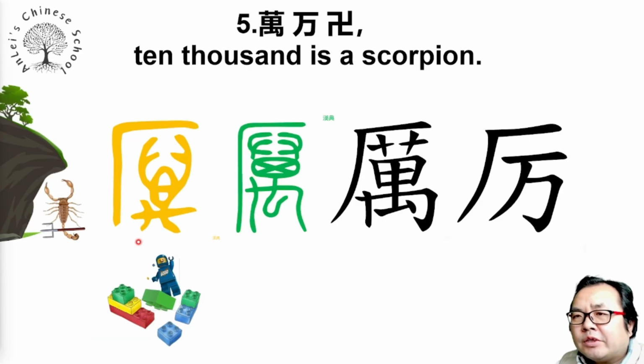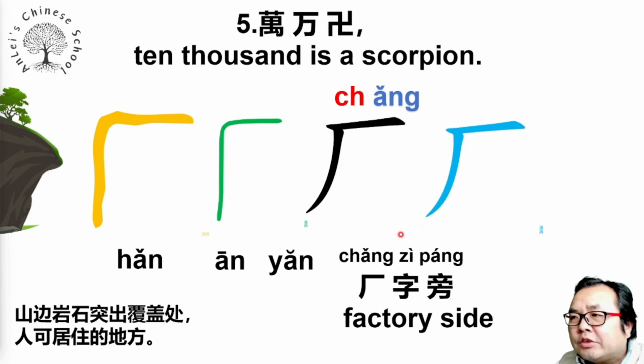Okay, let's take a look at this character. A scorpion under a cliff. Okay, let's break it down. This character is pronounced 厂, 自然厂. It has another pronunciation, but not important. The most popular one is 厂. It means the rocks on the cliff protruding over the area where people could live. It's also a radical. We call it 厂字旁, factory side.